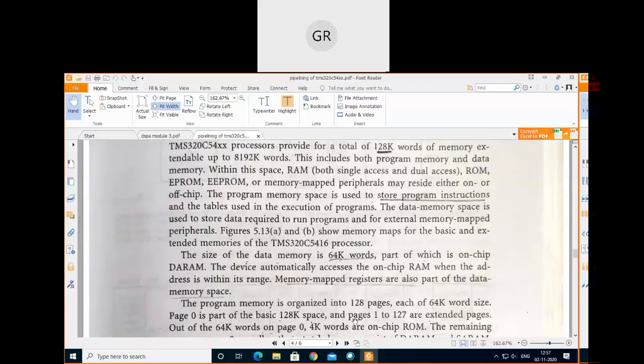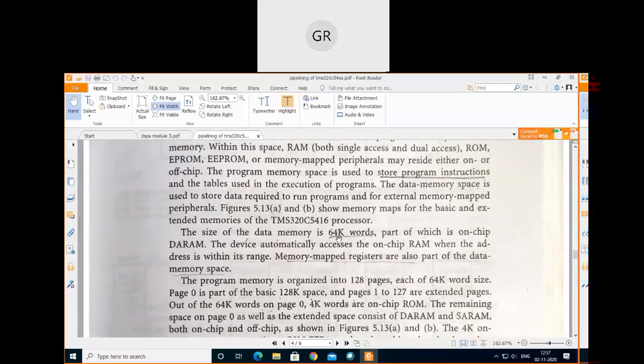The size of the data memory is 64K words, part of which is on-chip DARAM, dual access RAM. In that, some part can be used as on-chip DARAM. The device automatically accesses the on-chip RAM when the address is within its range. Memory mapped registers are also part of the data memory space.